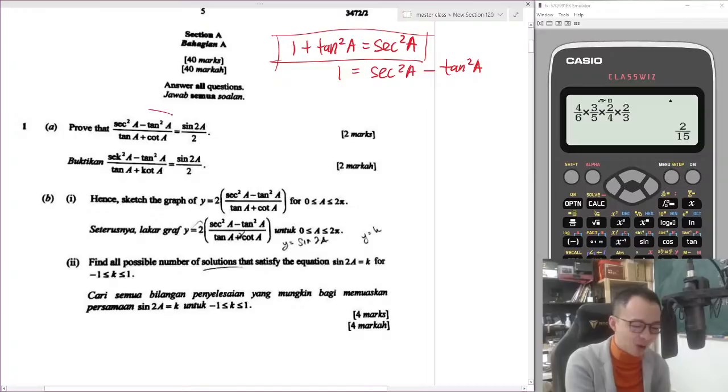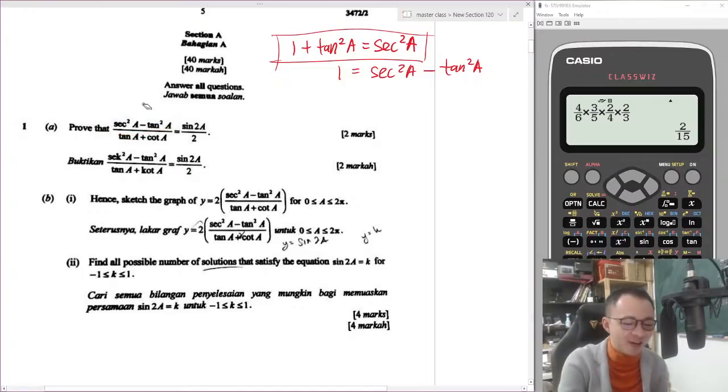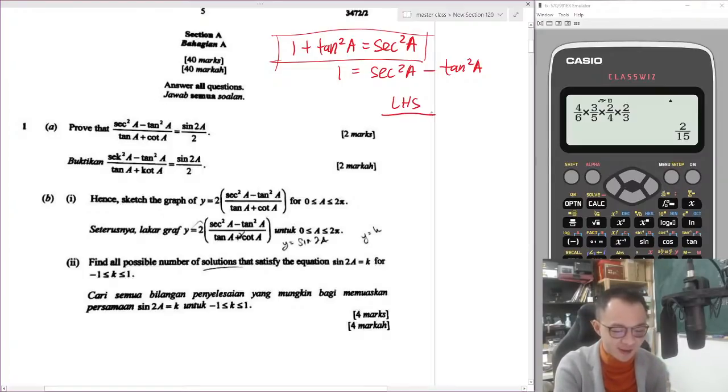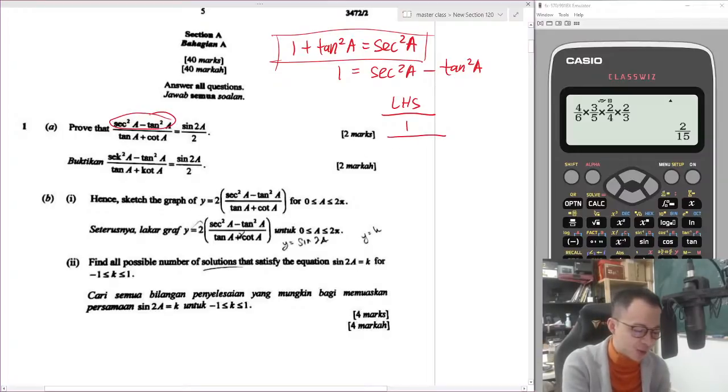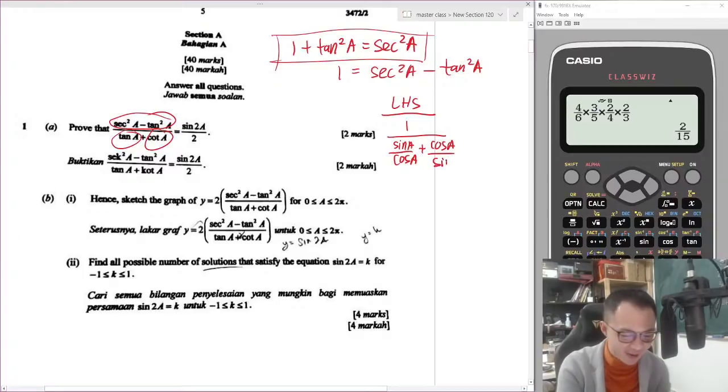So the whole thing here will become 1, because I need to prove it. I will start from my left hand side. So left hand side will be 1 over tangent A plus cotangent A. Tangent is sine over cos, so sine A over cos A. Cotangent is cos A over sine A, or 1 over tangent. So plus cos A over sine A.